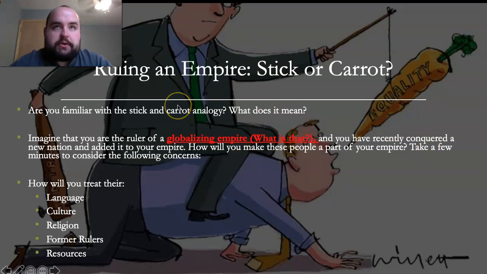Now, what I want you to do, for future assignments, is to think about how you would set up a globalizing empire and whether you'd focus on the stick and carrot approach. If you conquer new peoples into your empire, how are you going to treat things like their language and the culture they had before you got there? How will you deal with their religious beliefs? Will you accept them, get rid of them, alter them in some way? What are you going to do with their former rulers? And how are you going to try to access the resources of this empire? Will you try to get them to give them up willingly, or will you force them to give up their resources? These are all issues that all these empires we will discuss for the rest of the semester have had to deal with in some form or another.